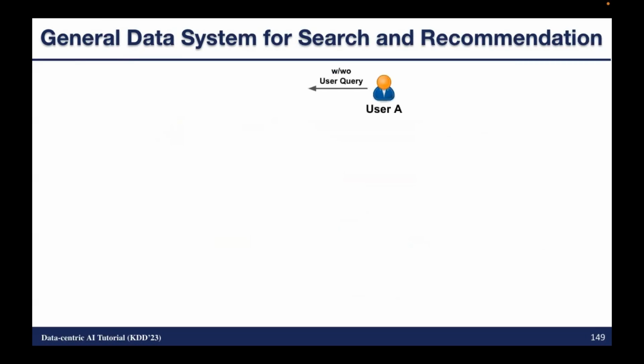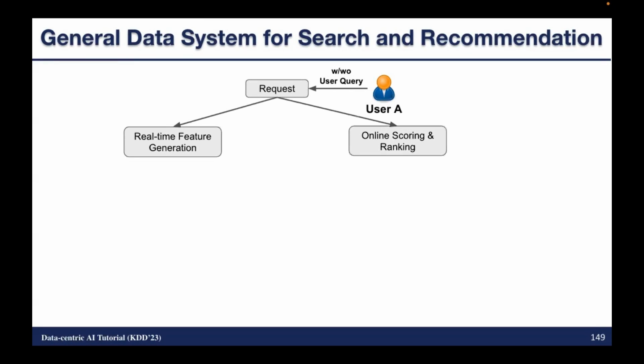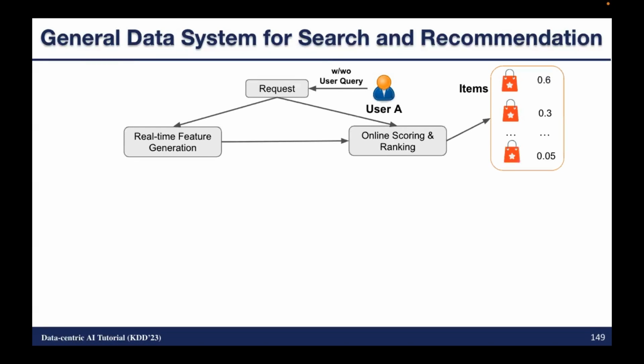Let's start from the user. The user comes to this website, a search recommender system, and issues a query, or without a query if it's a recommender system. Now this is making a request. I want to see something. Then the system is going to first of all fetch real-time features, which will be used to generate online scores. And this request also goes to the online scoring ranking function, saying, hey, I want to generate a score. And it will also use the real-time features. And with that, it will generate a ranked list of items and send it to the user.